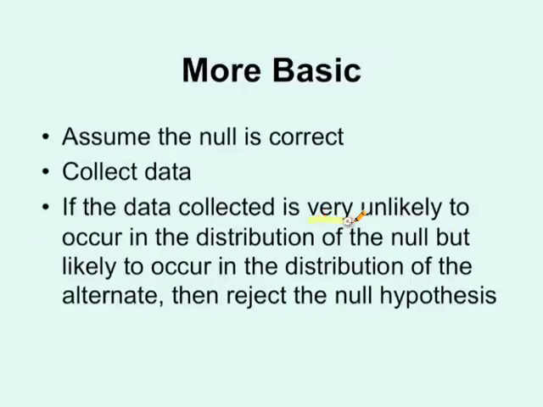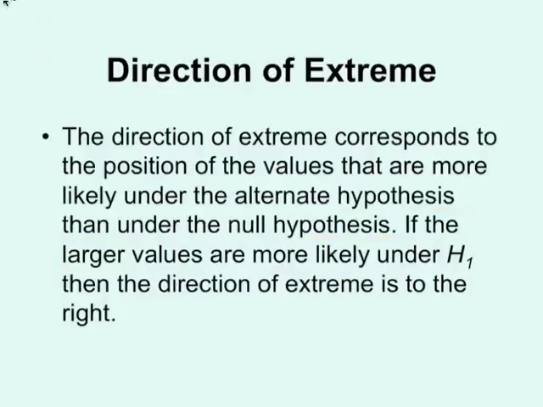We're saying it's very unlikely to occur given the null was true, which means in the distribution of the null, then we'll reject the null hypothesis, okay? But notice by saying that, we're also going to say that it was likely to occur in the distribution of the alternate.